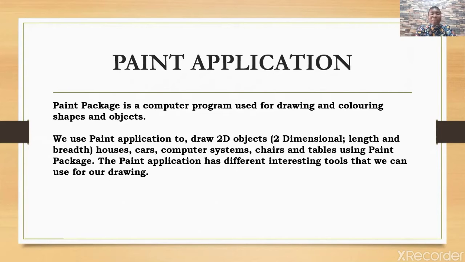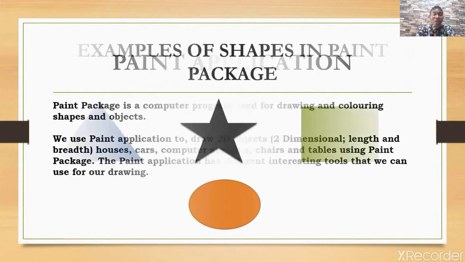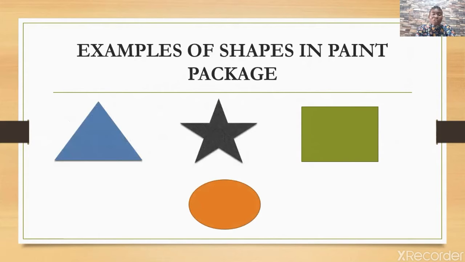Now, the Paint application has different interesting tools that we can use for our drawing. Some of the tools we have, examples of these shapes in Paint application, we have the square, we have the rectangle, we have the triangle, we have the star, we have the oval. We have lots of different types of shapes that we can actually see on our Paint application.